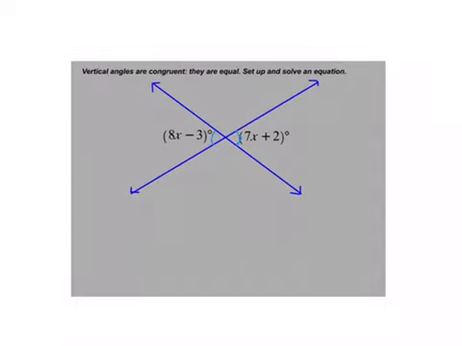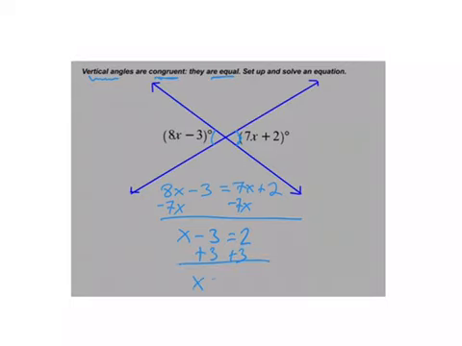These blue angles here are what we call vertical angles, and they are congruent, meaning that they're equal. So if we were to set up an equation, what we would know is that those two angles, since they're equal, the equation would look like this. 8x minus 3 is equal to 7x plus 2. And again, you guys get the hang of this. We're going to take 7x away from both sides. x minus 3 equals 2. And add 3 to both sides to get x equals 5.